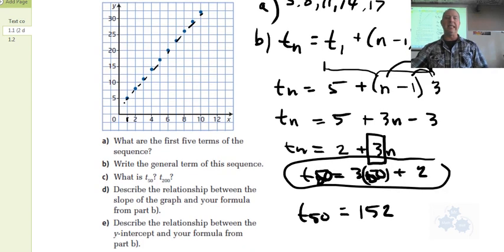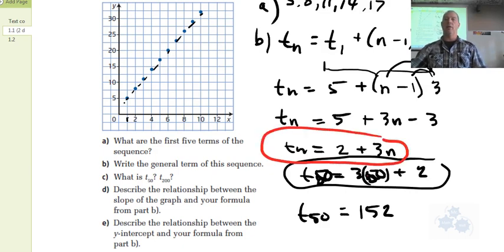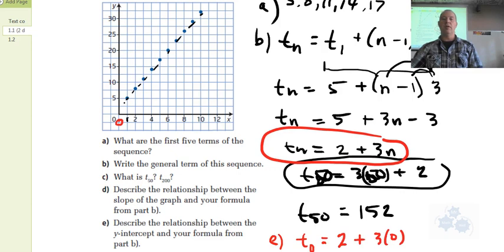Okay, and finally E, describe the relationship between the y-intercept and your formula. Okay, so here's the formula again. I'll just kind of outline this in red. Here's the formula, right? One of those two. And if the y-intercept is going to be where n equals 0, that's the y-intercept. So if we put in a 0 in for n, so for E here, if I have t of 0, which is the y-intercept, then that's going to be 2 plus 3 times 0. So t of 0 is 2, which should be your y-intercept here, if you continue that line.